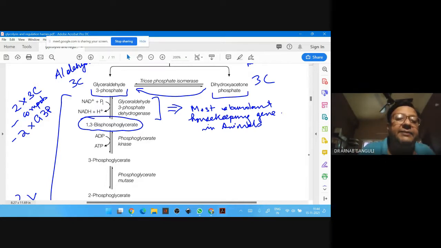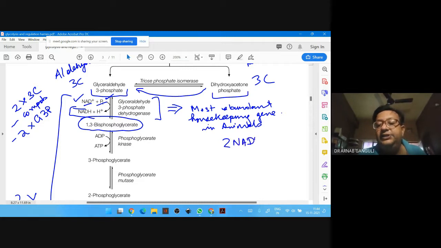So it converts NAD plus, with an inorganic phosphate in the cytoplasm, into NADH plus H plus. Remember, it is into 2. So basically, you have 2 NADH plus H plus being made. Then you have the compound 1,3-bisphosphoglycerate made. Then 3-phosphoglycerate is made.